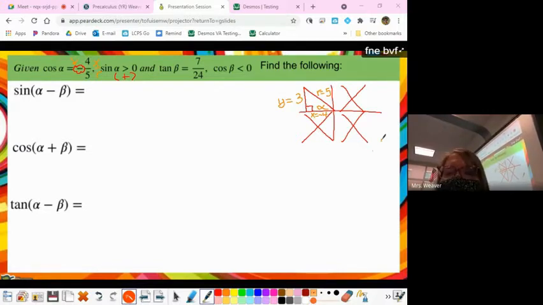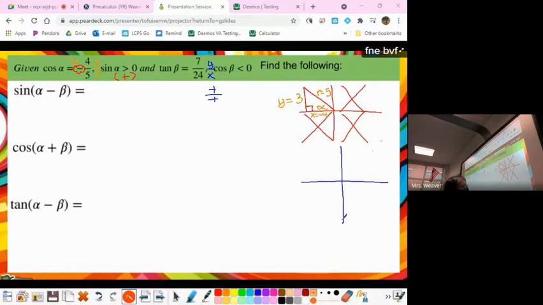Okay, so that once we have all 3 sides, we can find any of the trig values that we need when we're plugging into the formulas. Okay, so let's run through getting our beta triangle drawn, and then we'll be ready to go. So it says the tangent of beta is positive. Remember, tangent is y over x. And so there's 2 ways to make a positive. Either they are both positive, or a negative over a negative will also cancel each other out to become positive.